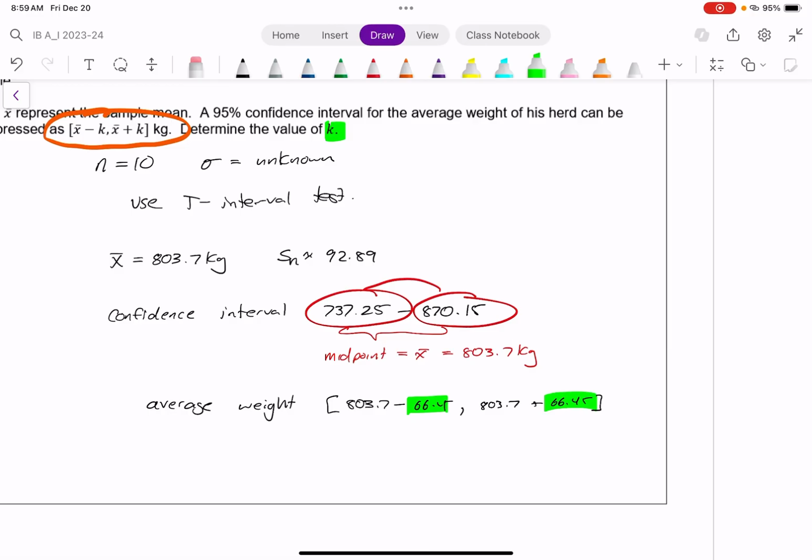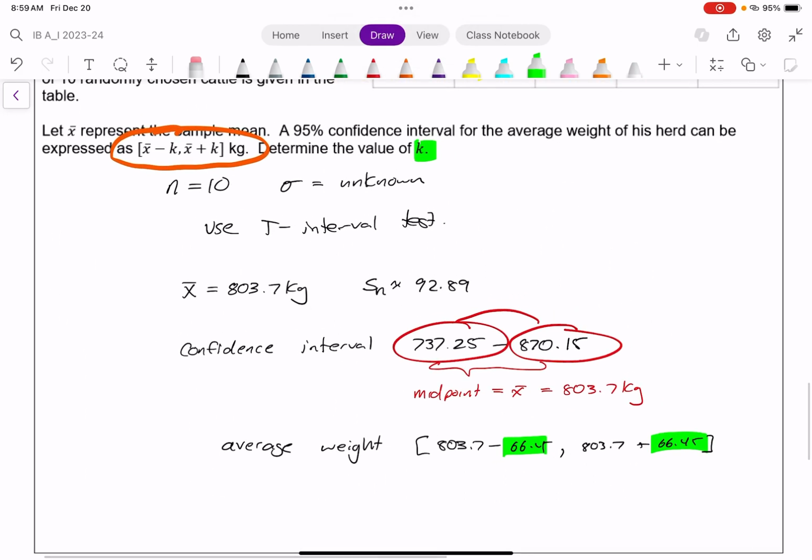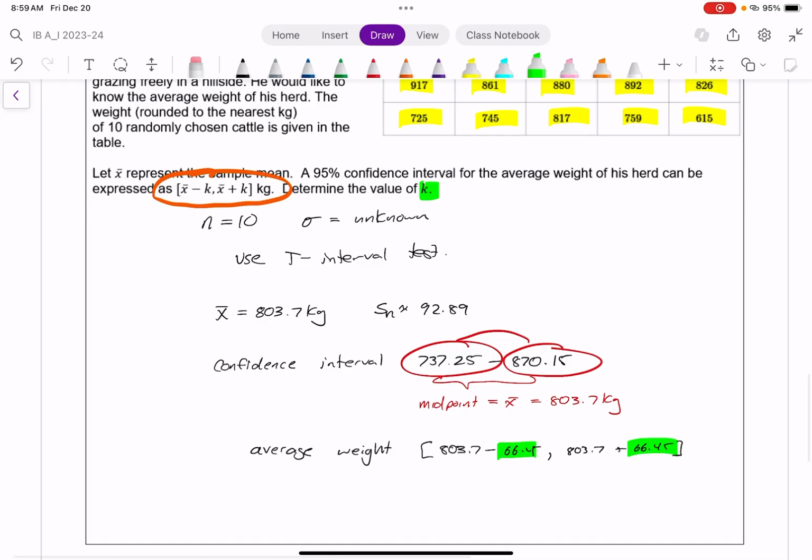So like I said, in my opinion, these sort of questions are actually quite easy compared to other things we've done in the course. Your main task is being familiar with your GDC and just understanding what we're figuring out. And again, we are making our best guess as to what the mean of the population is within some interval and with some percentage of confidence.